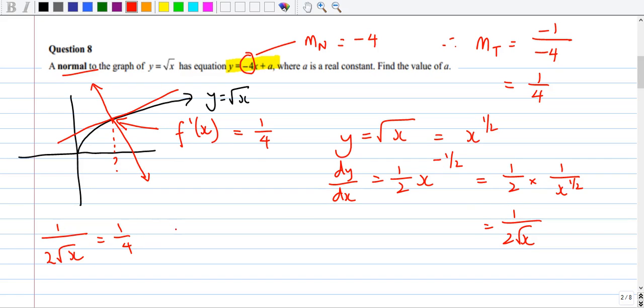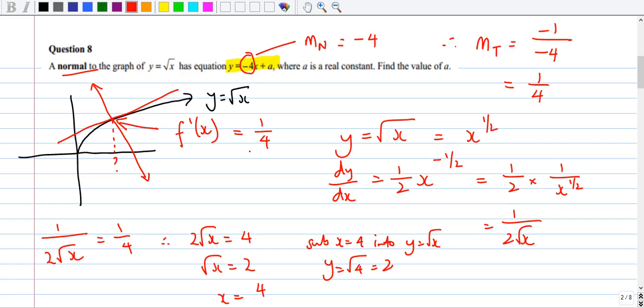1 over 2 root x equals 1 over 4. Therefore, 2 root x must equal 4, root x must equal 2, and x must equal 4. So we've now found the x coordinate. To find the y coordinate, I'm going to sub x equals 4 into y equals root x, which is 2.